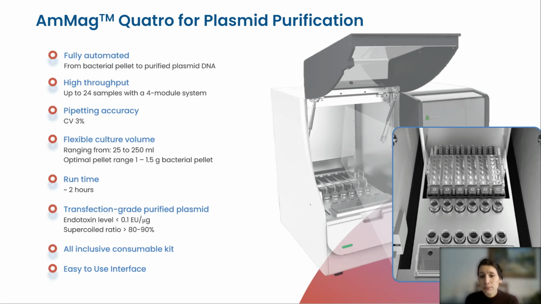It typically takes about 2 hours to run the AmMagQuattro. So theoretically, you can run the system 3, maybe even 4 times in a day. So that 24 sample, if you have a 4-module setup, could be double, triple, or quadruple, depending on what your throughput is. And what you will be getting is actually transfection grade plasmid. So the endotoxin level is going to be less than 0.1 EU per microgram. And the plasmid itself is of high quality, so the supercoiled ratio is going to be exceeding 80 to 90%.